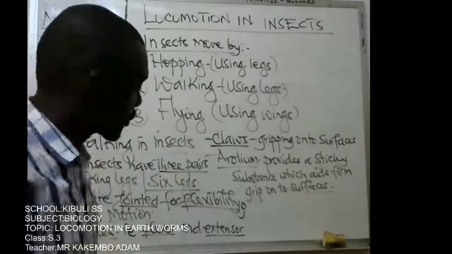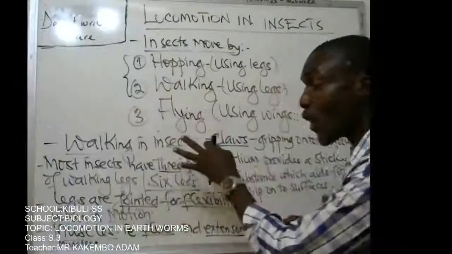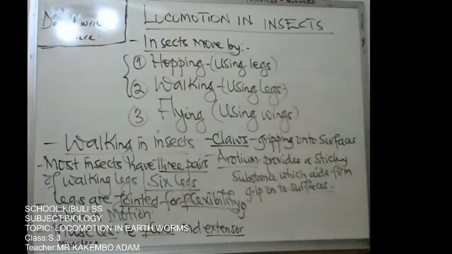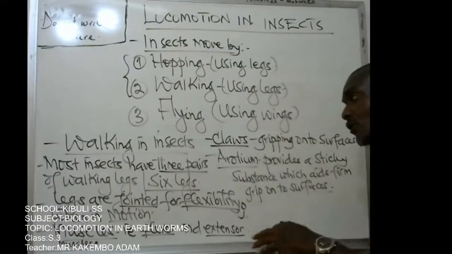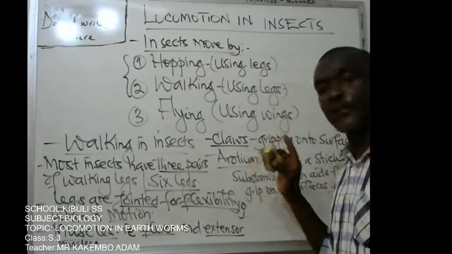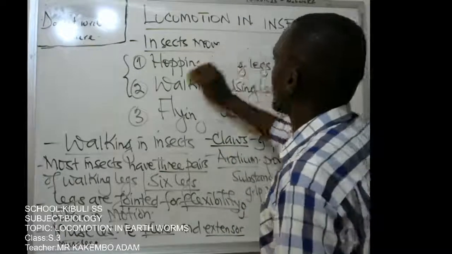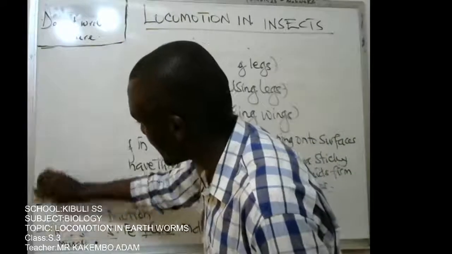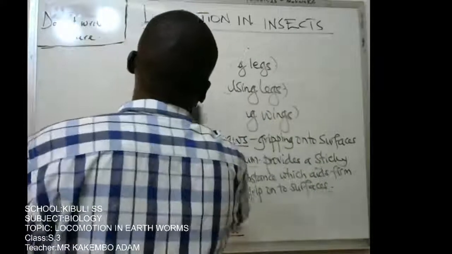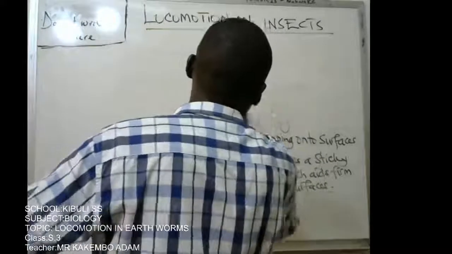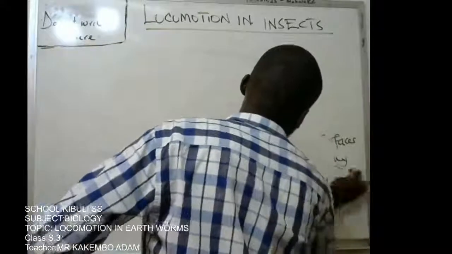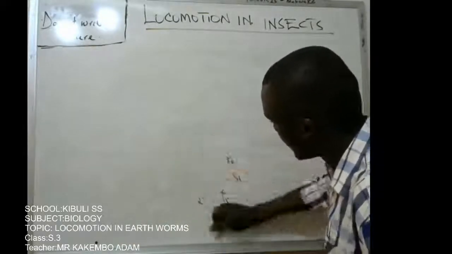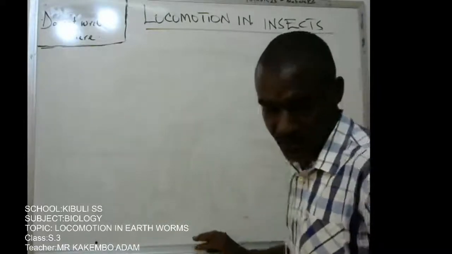Then how is locomotion using the legs achieved? Having known those important features, that the legs are jointed, the legs have muscles, the legs have claws, and there is a structure called a rhodium, I want us to move on and see how locomotion using legs is achieved in the insect.